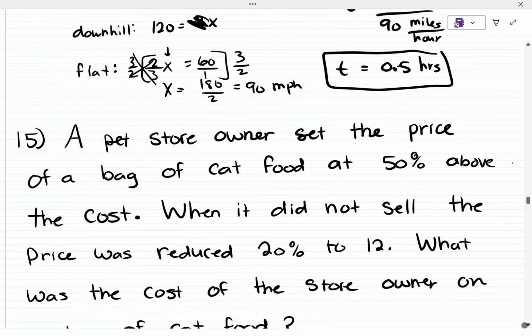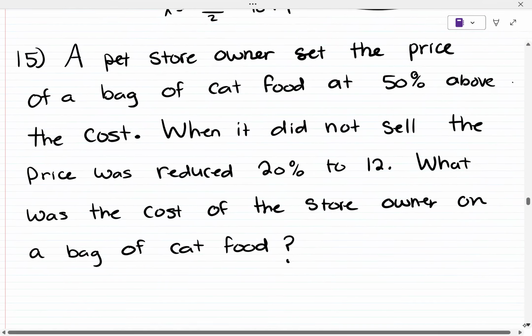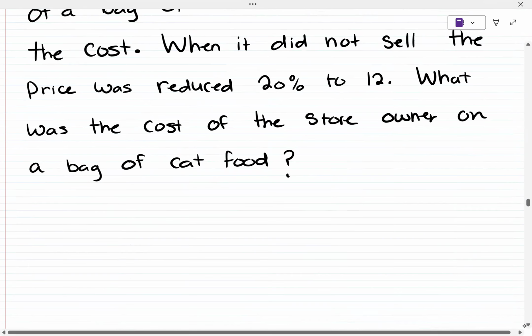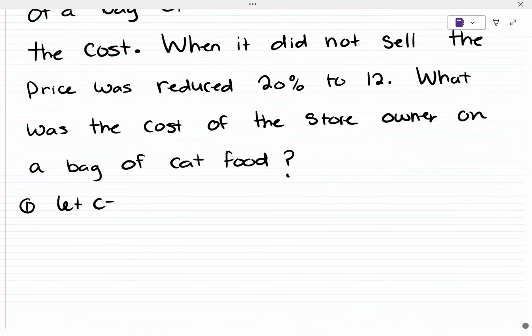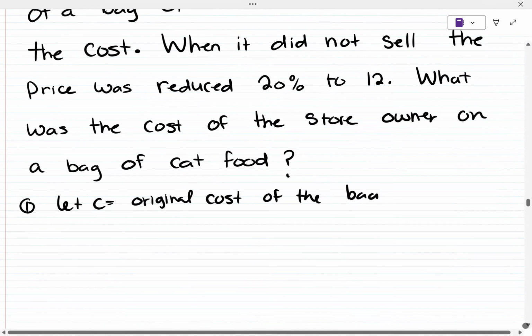Yeah, so let's label our variables. We can let C equal the original cost of the bag of cat food to the store owner.